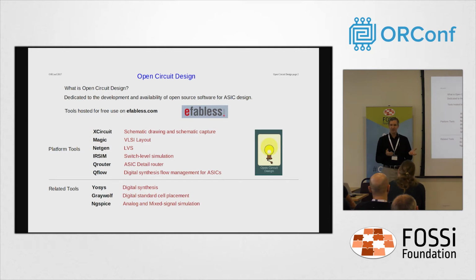And for a while, I was using a commercial router that I got free use of because I helped the person who wrote it with some development work with Magic. So he gave me a free use license. So that kept me going for a while until I realized, well, hey, I have this flow. It's almost all open source, except it doesn't have a router. So I went off and wrote one.